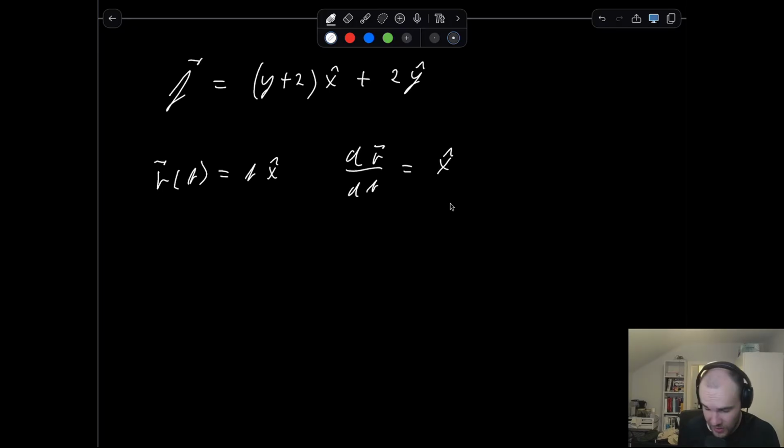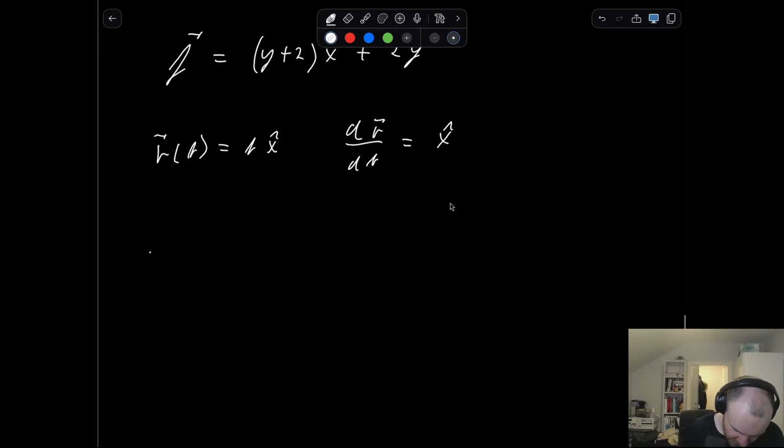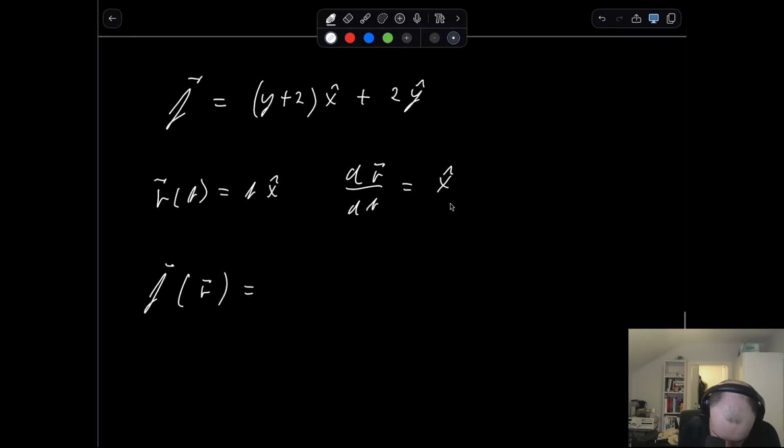That makes sense. That's what we want, and of course I have to do F of r, so I have to place r into F. When I do that, the only x value I have is t, but there aren't any x values here. So the answer is, of course, just 0 plus 2 in the x hat direction. And then there's no y coordinate.